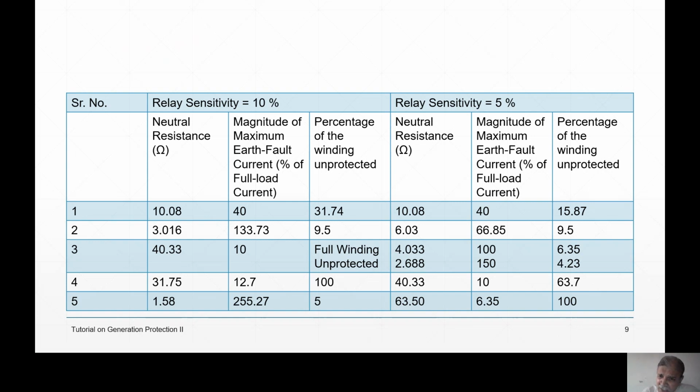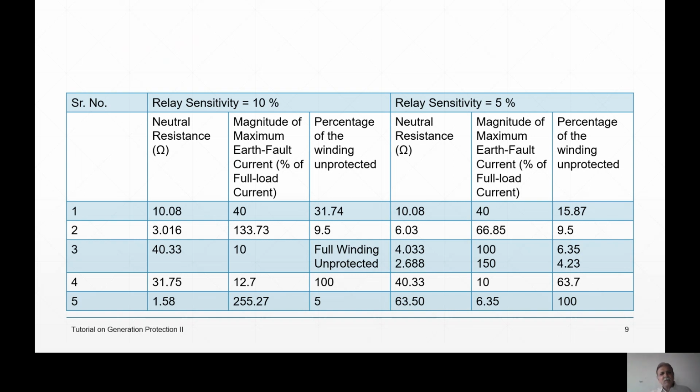Yes, you can increase the relay sensitivity. You can improve the relay sensitivity, but there is a limit to relay sensitivity because the normal capacitive currents will be nearer to that sensitivity. You see, if you go to 1% or 2%, better than 5% is never possible. So in 5% also you are caught into the same problem.